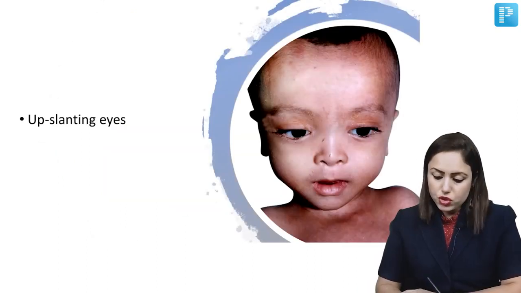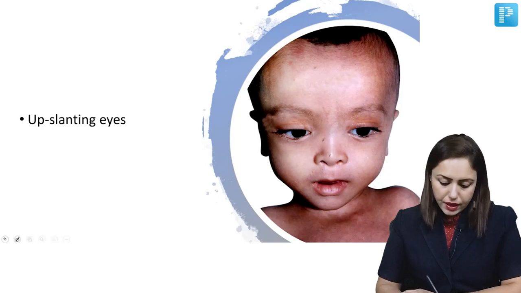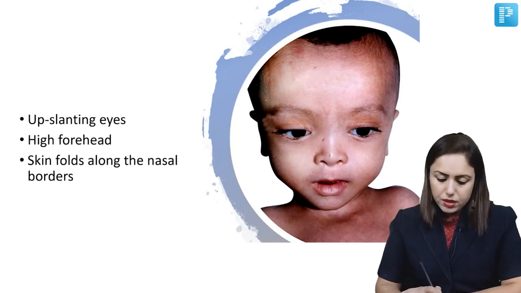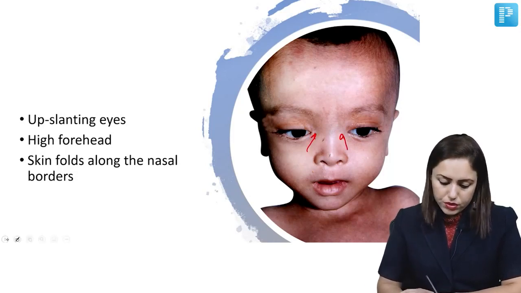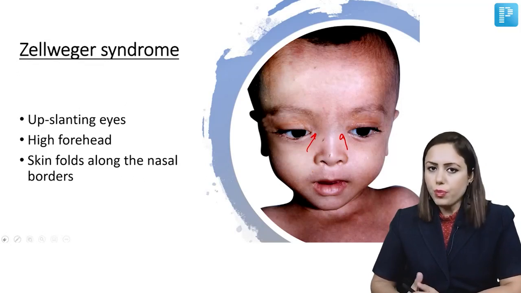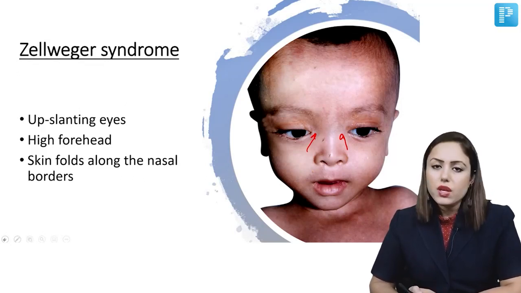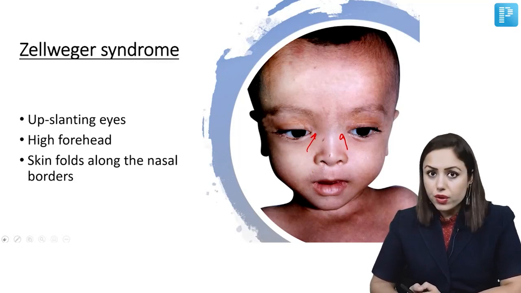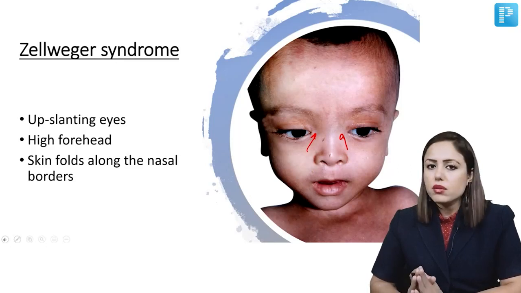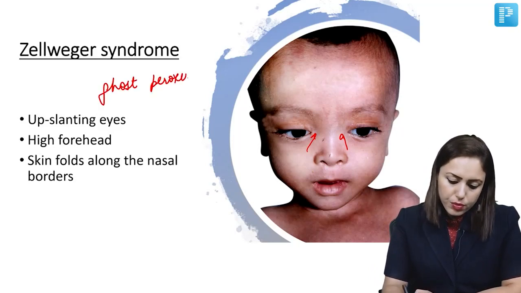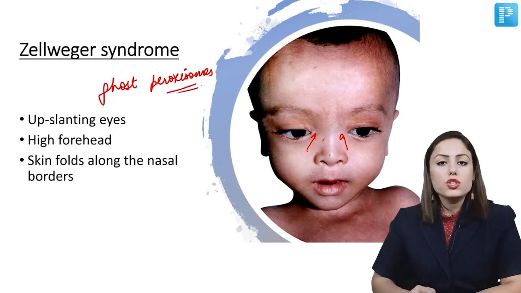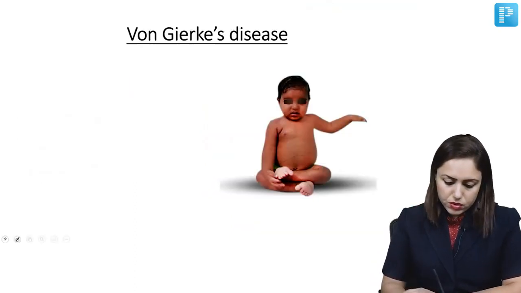Then see this image. The child has upslanting eyes, high forehead, skin folds along the nasal borders. This picture is typical picture of Zellweger syndrome, which is the most severe peroxisomal biogenesis disorder where there are empty peroxisomes. The enzymes are not there in peroxisomes, also known as ghost peroxisomes. Okay. Theory part I have already covered in the videos.